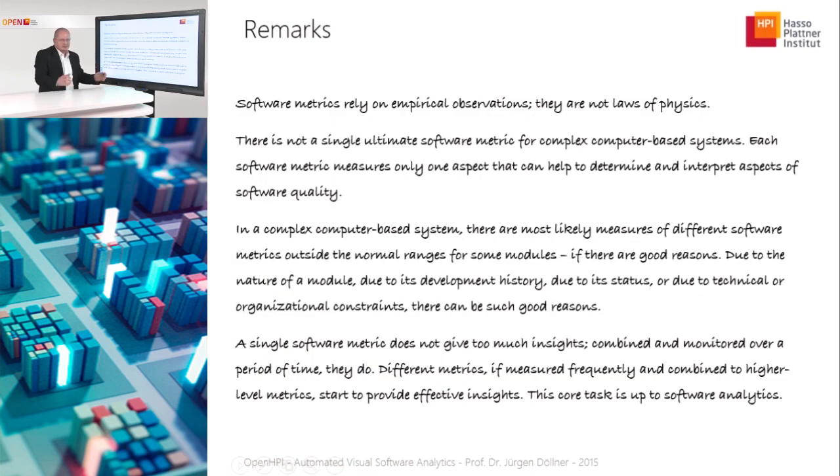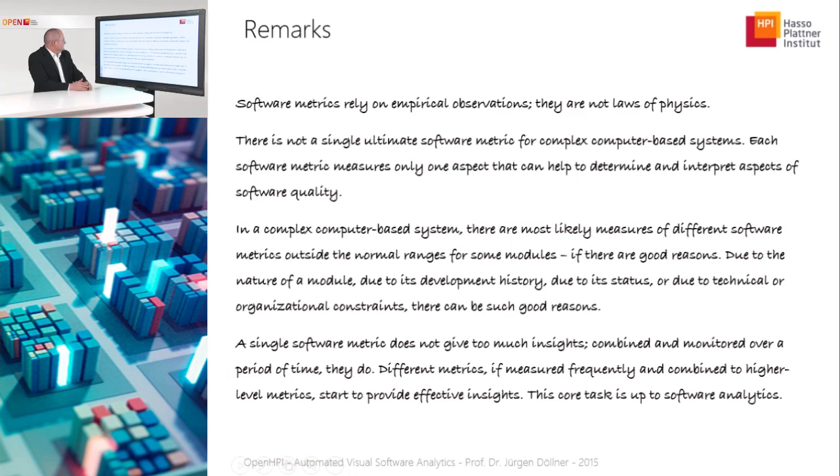Yeah, finally, some remarks. Software metrics rely on empirical observations and empirical structures. They are not laws of physics. So always keep in mind that software metrics reflect only certain aspects of software quality. There is not a single ultimate software metric for complex computer-based systems. Each software metric measures only one aspect that can help to determine and interpret aspects of the software quality.